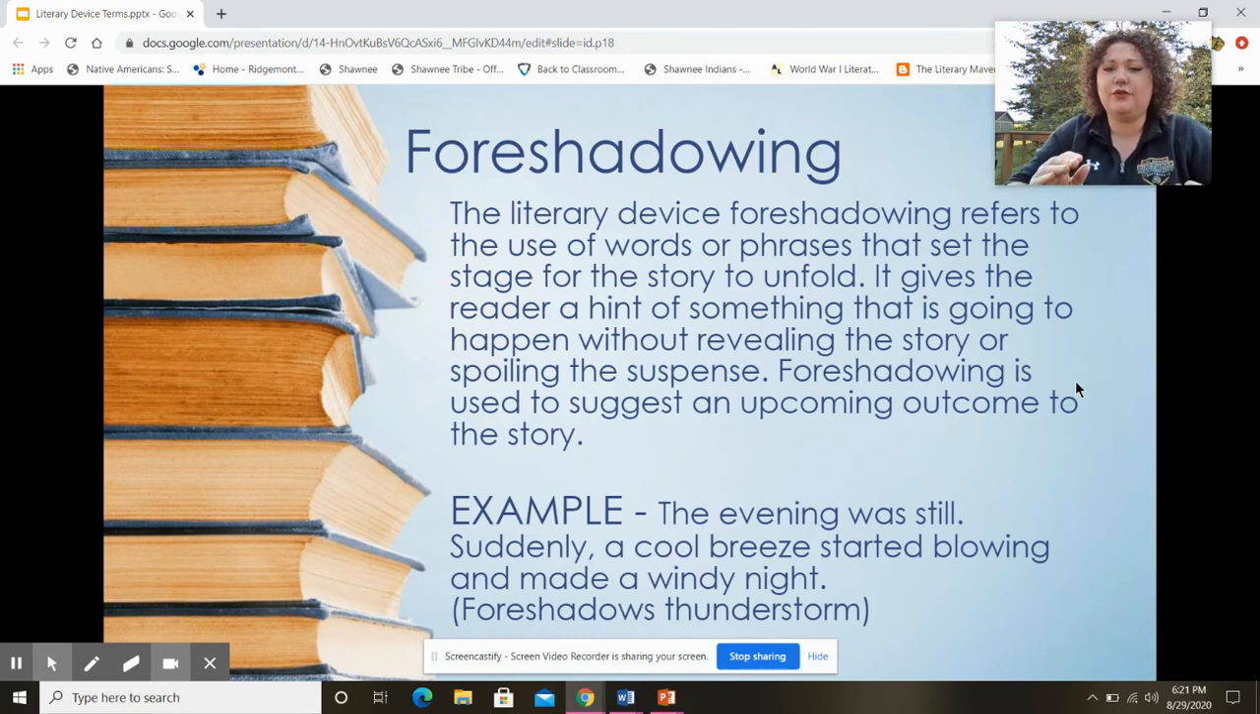So it refers exactly to the uses of words and phrases that set the stage. They set up the story to unfold. So if in a book I say the evening was still, suddenly a cool breeze started blowing and made a windy night, we know it's foreshadowing a thunderstorm or some type of stormy events that are going to happen. And we know that something cool or dangerous might be happening because the cool breeze starts after a really still evening and it goes through.